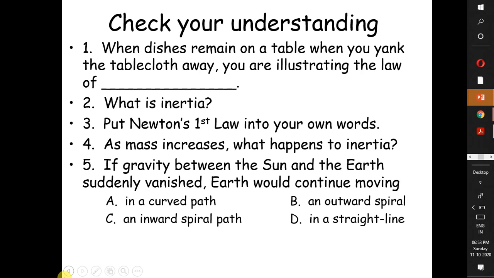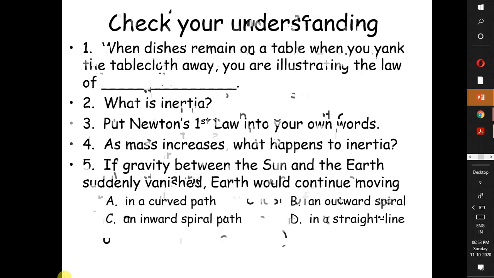Now take your understanding. When the dishes remain on the table when you yank the tablecloth away, you are illustrating the law of inertia. Now the second thing is, what is inertia? These are questions for you. You can write by yourselves. Put Newton's first law into your own words. As mass increases, what happens to inertia? If gravity between the sun and earth suddenly vanished, the earth would continue moving. The options are there.